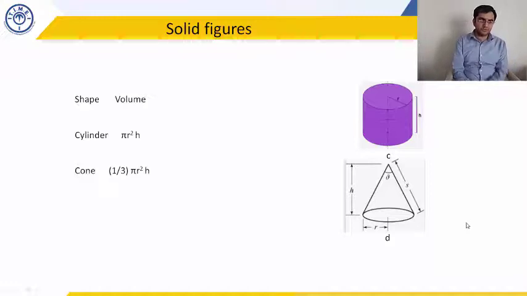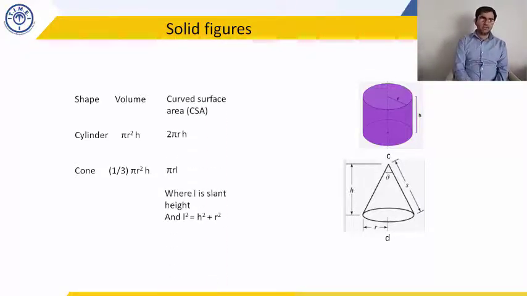Now, let's move to the next item, the curved surface area. What would be the curved surface area of a cylinder? Perimeter of base into height, 2 pi r into height. So you get 2 pi r h as the curved surface area of a cylinder. If you understand it in this way, perimeter of base into height, area of base into height, then you do not need to mug up these formulae. You can simply understand them.